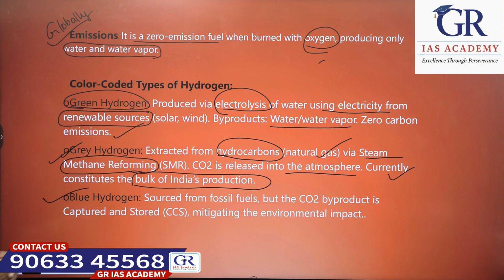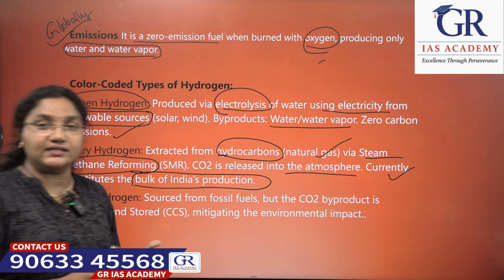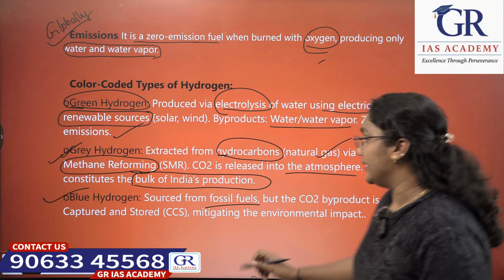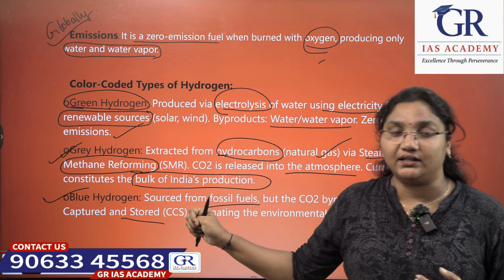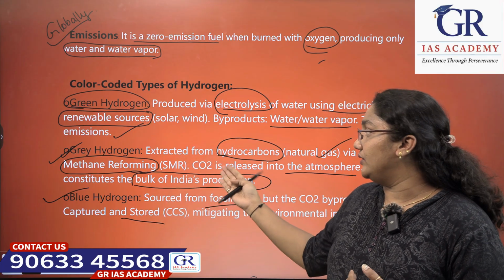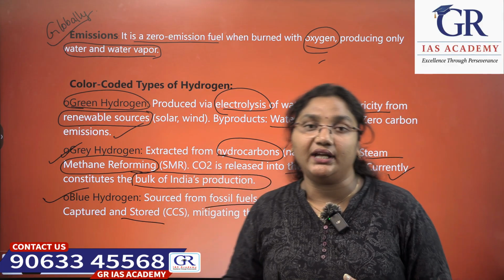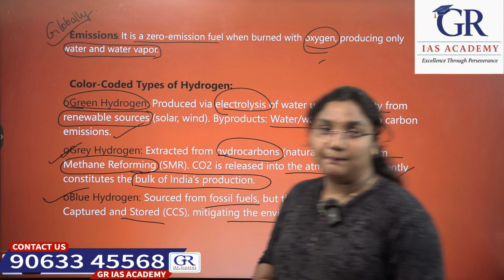Next, coming to blue hydrogen. What is the source of blue hydrogen? The basic source of blue hydrogen is fossil fuels, but the carbon dioxide produced is captured and stored. In blue hydrogen the carbon dioxide is captured and stored, whereas in grey hydrogen the carbon dioxide is released into the atmosphere. So it mitigates the environmental impact.